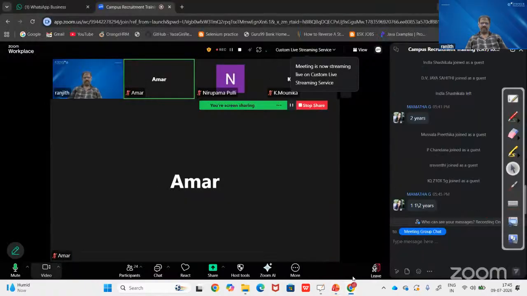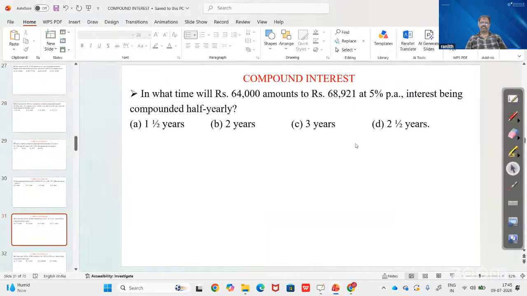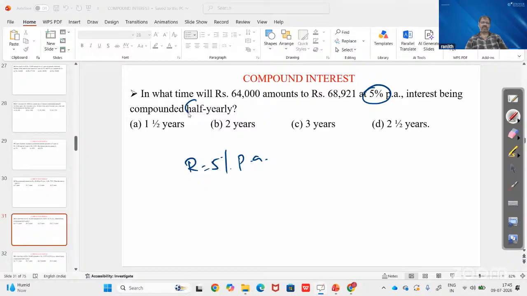So that is 1.5 year. Just look here. R equal to 5 percentage, 5 percentage per annum. But we need to find out half yearly, which is nothing but 5 by 2. 5 by 2 is nothing but 2.5.